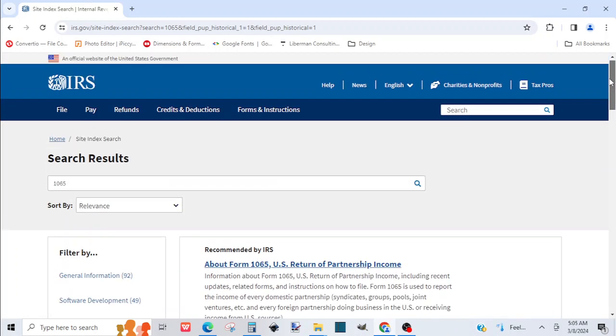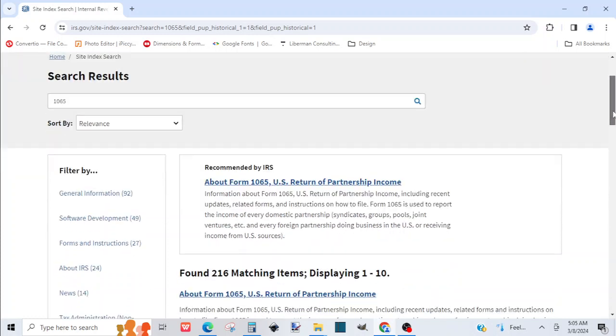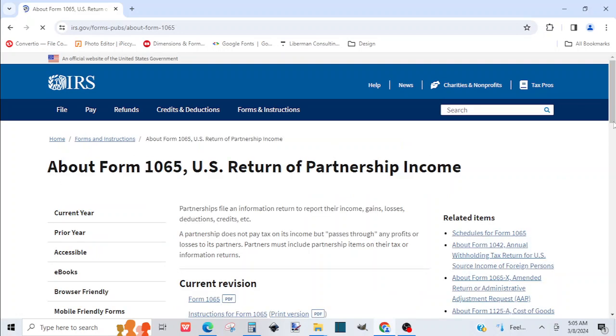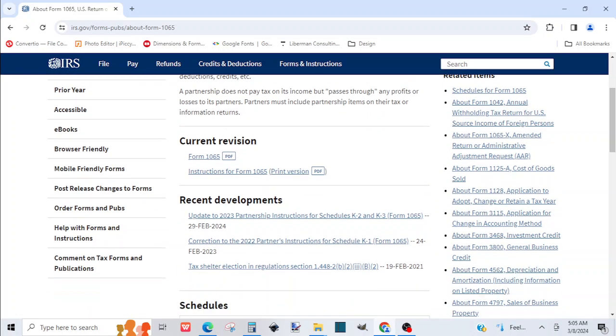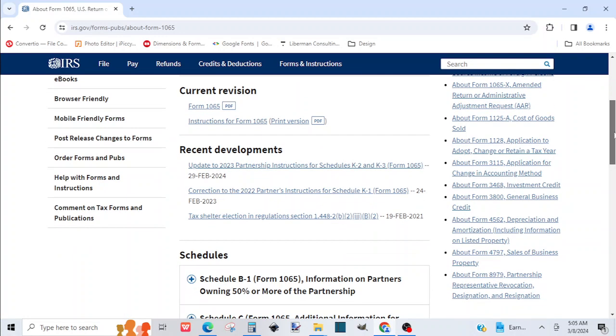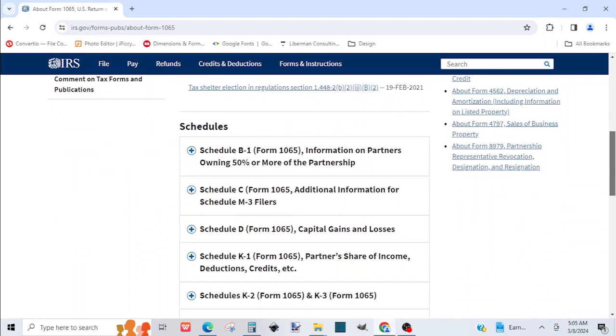So to do that, under irs.gov, you'll just type 1065 in the search bar, for instance, and we can just scroll down and click, and you'll be able to find the form that you might need. So you'll need 1065. It's a good idea to download the instructions for Form 1065 as well, so that you can read through, highlight things that you might need to reference while filing.